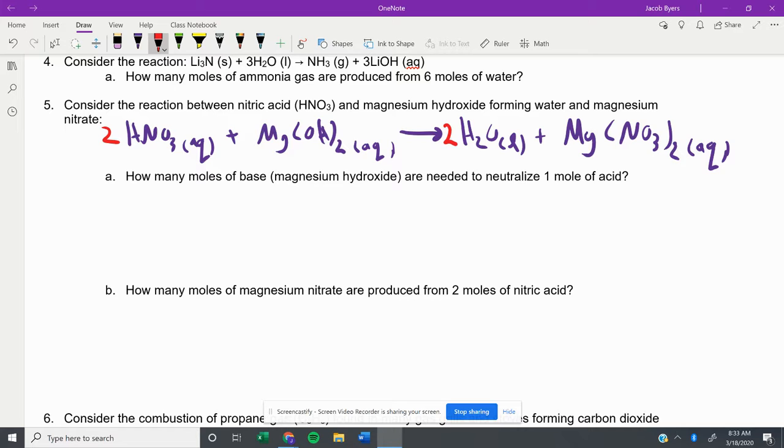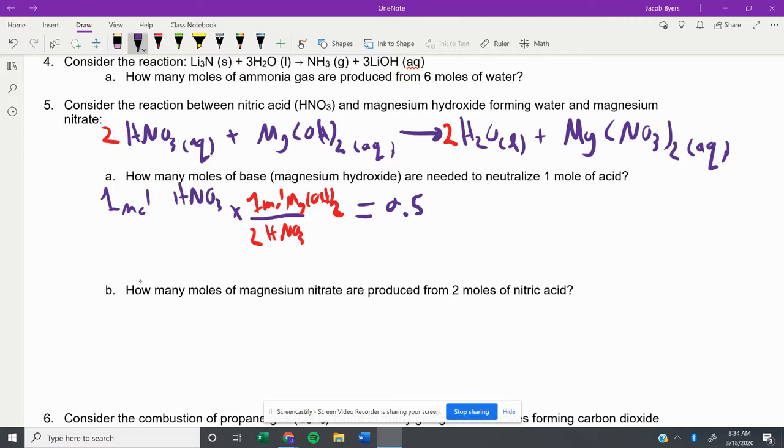So it's asking how many moles of magnesium hydroxide are needed to neutralize 1 mole of acid. So just like last time, you're going to have that 1 mole of HNO3. You're going to multiply by the ratio from our coefficients here. No, it's 2 moles of HNO3. Sorry, I should write that down. To every 1 mole of magnesium hydroxide, which will give us 0.5 moles of magnesium hydroxide.